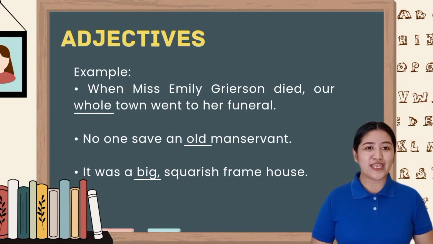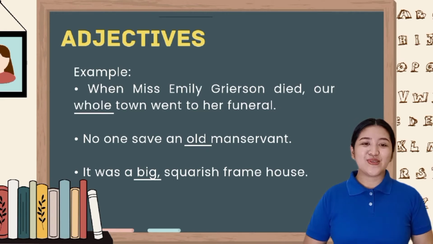For example, in the selection A Rose for Emily by William Faulkner, the story started when Miss Emily Grierson died. Our whole town went to her funeral. The adjective in the sentence is whole, which modifies the noun town. The adjective here describes the quantity of the noun.